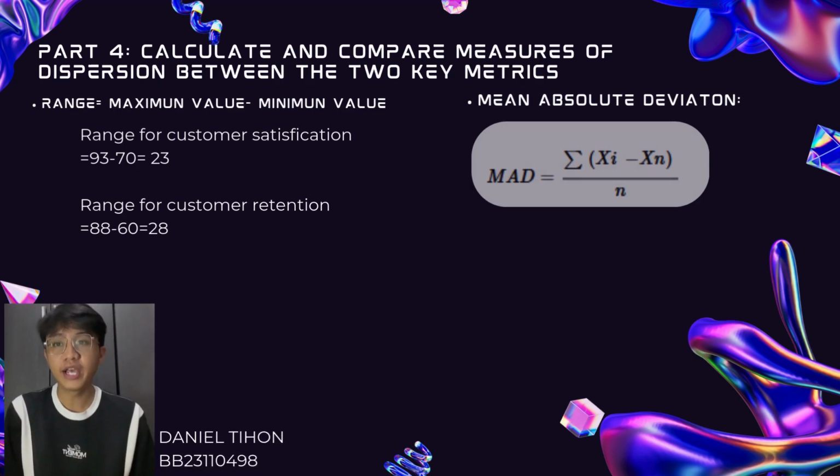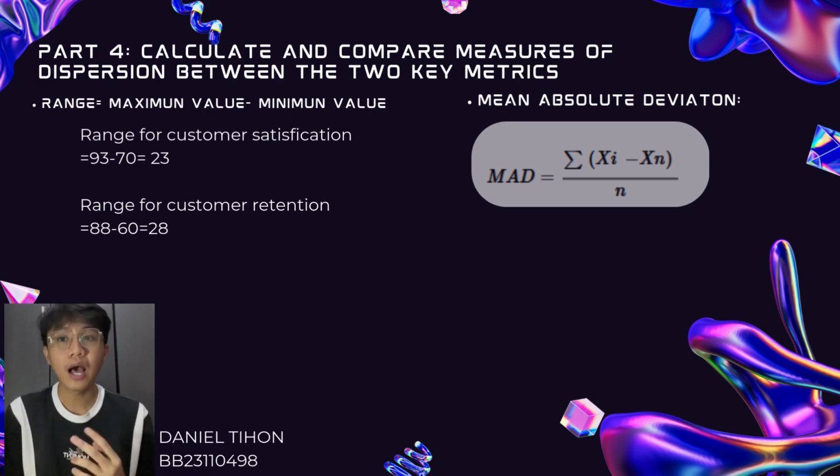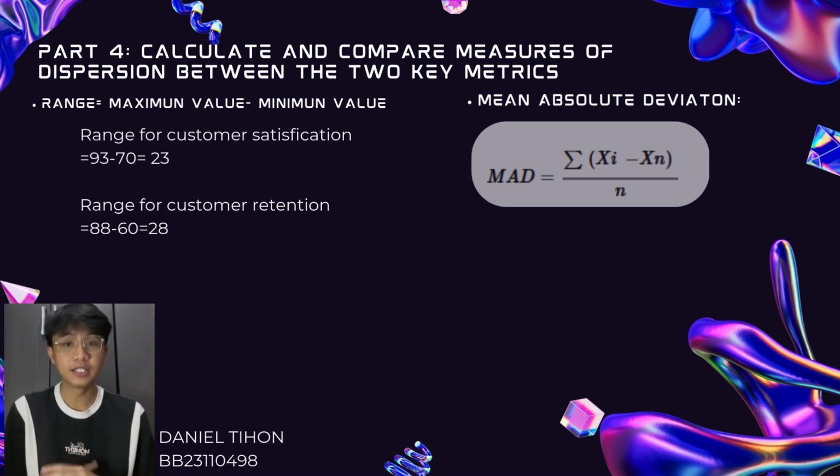Today I will be presenting a comparison between two critical performance indicators in business intelligence, which are customer satisfaction rate and customer retention rate. This analysis uses several descriptive statistics to help us understand how these two metrics behave and what that means for decisions. The first one is range.